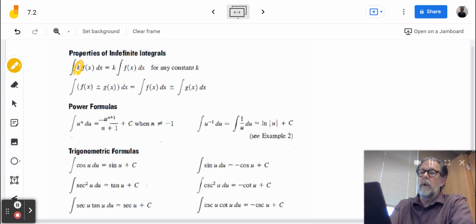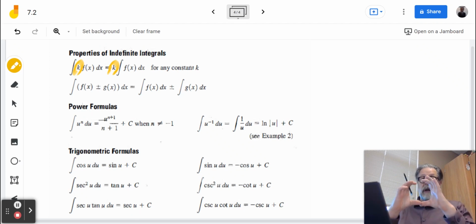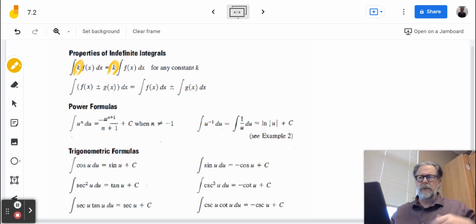Well, when I do, I can just pull it out. And this is fairly obvious. The integral is the area. If I multiply the function by 2, then the area gets twice as big because every rectangle gets twice as tall. What do I do if I'm adding or subtracting two functions? Well, I can just separate them out and say, find the one, find the other, add or subtract those.